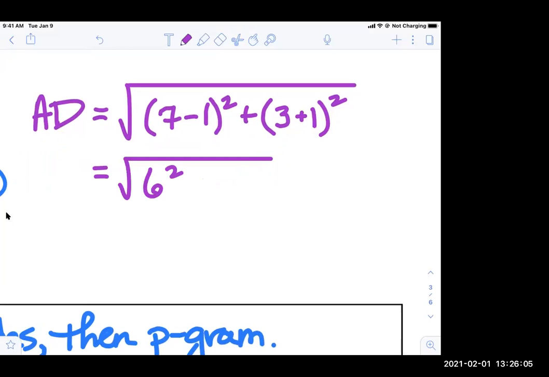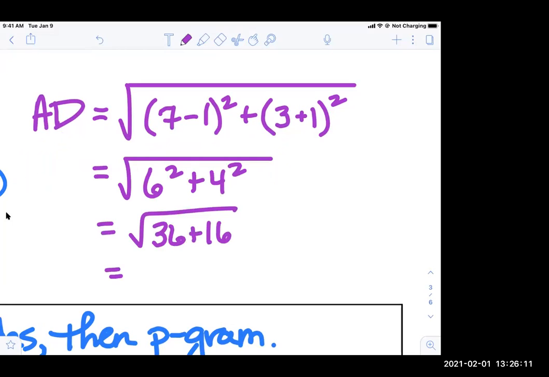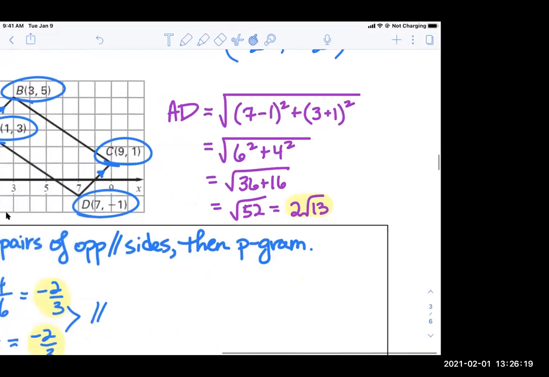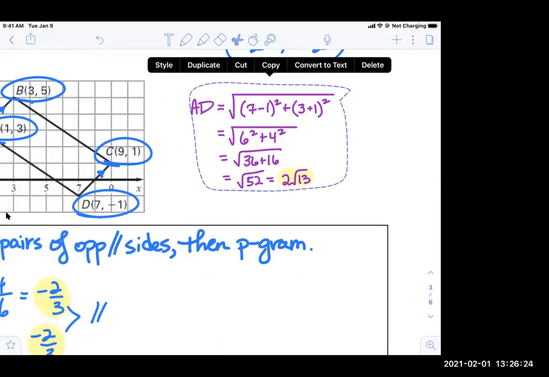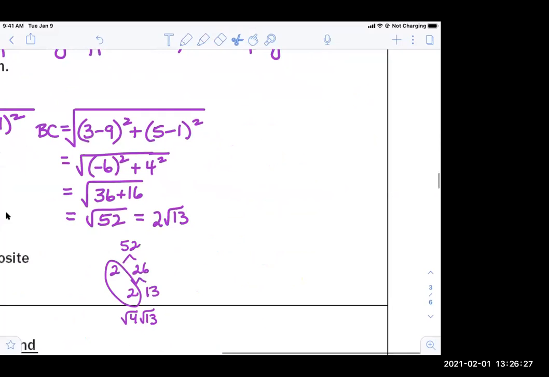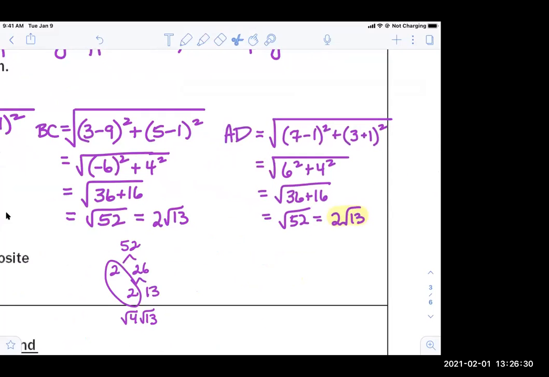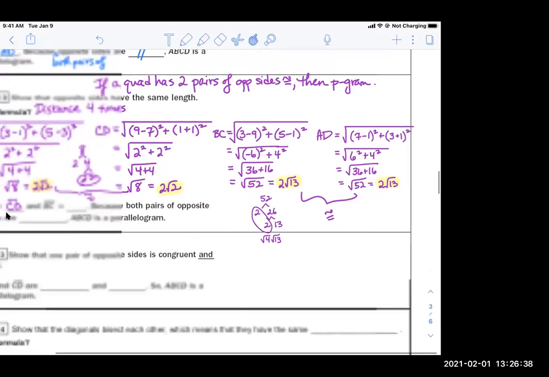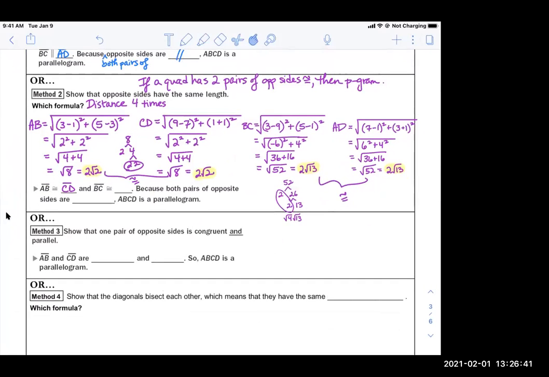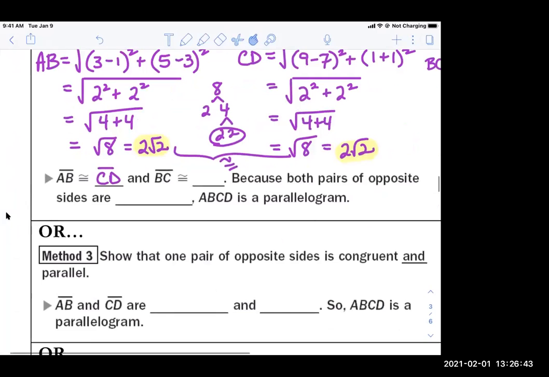Okay, so 6 squared and 4 squared. Got the same numbers, 36 and 16. Square root of 52. 2 root 13. Same answer. Again, should not be surprising because we knew that it was a parallelogram. Sometimes it doesn't tell you that it is. Sometimes it'll say, determine whether or not this is a parallelogram. But we've got both of these being 2 root 13, and that means that they are also congruent. So we have proven that because both pairs of opposite sides are congruent, that makes that quadrilateral a parallelogram.